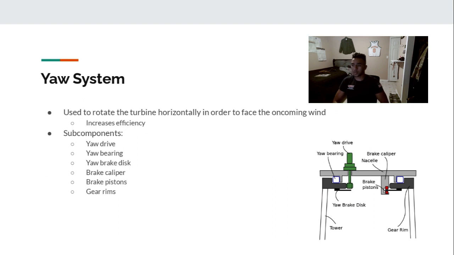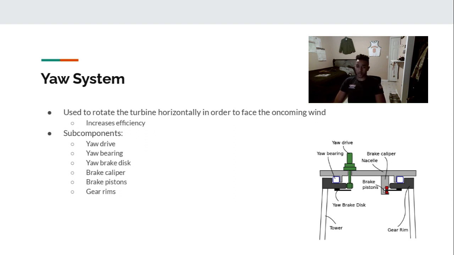Alright, so now let's talk about the yaw system for the wind turbine. The yaw system is very important because it is used to rotate the wind turbine horizontally so that it can better face the oncoming wind. This mechanism is incorporated so that the wind turbine can operate at a much higher efficiency, because when the blades face into the wind, it has the ability to harness the full power of the wind and transform that power into electrical energy.